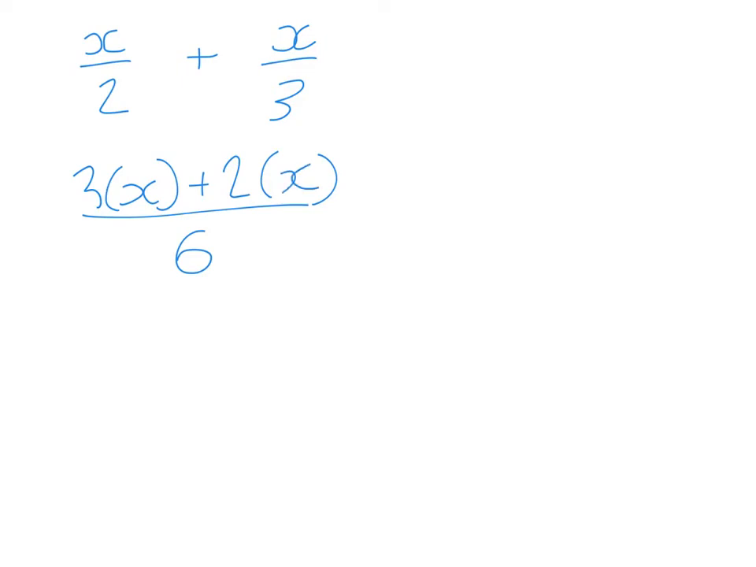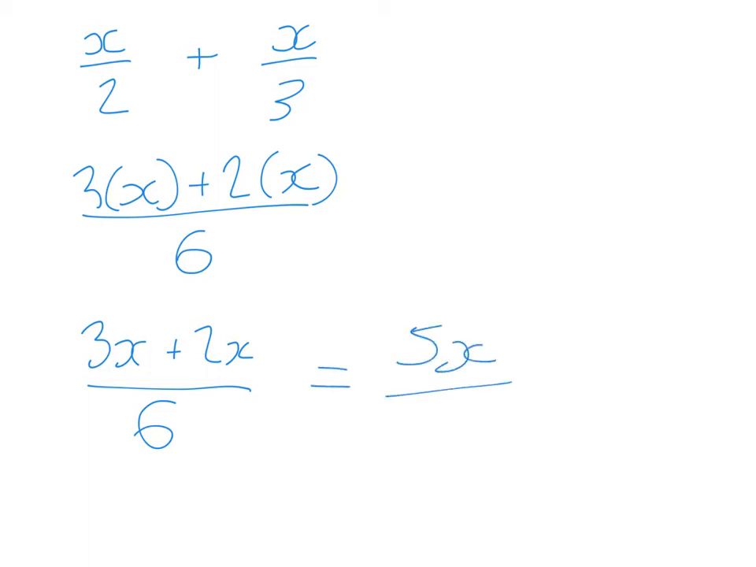So now we just have to multiply out our brackets. 3 multiplied by x is 3x, because a number times a letter, we stick them together. And 2 multiplied by x is 2x. Again, a number times a letter, we stick them together. So we have 3x plus 2x over 6. And then we see, can we put together any like terms? Well, 3x plus 2x will give us 5x. And that just stays over 6. And we cannot simplify, so our final answer is 5x over 6.